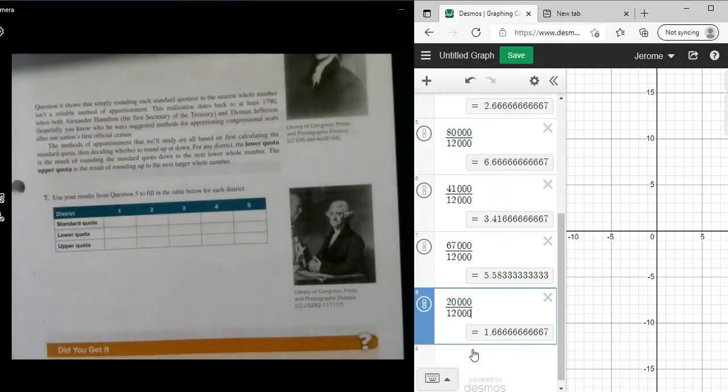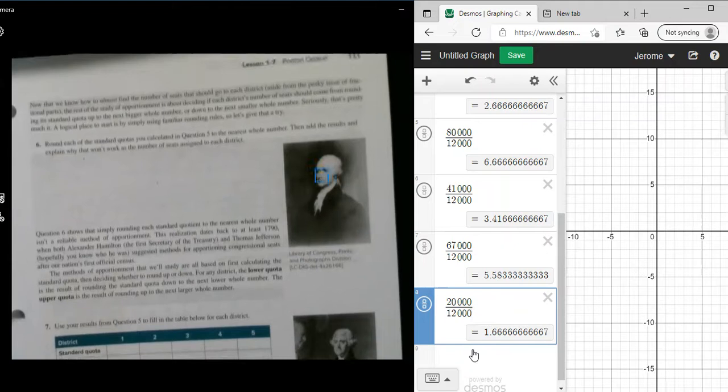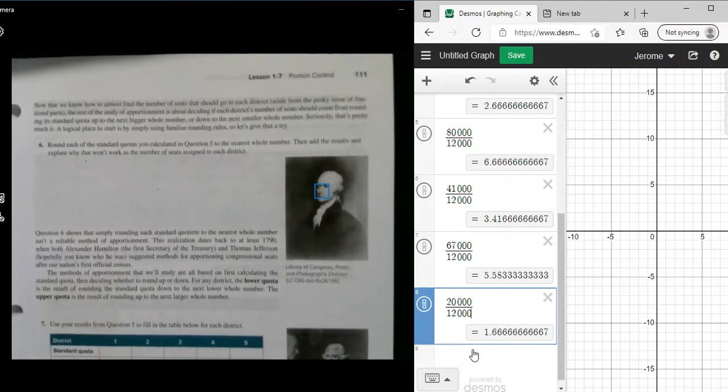Okay, now we move on to the next page. It says, now that we know how to almost find the number of seats that should go to each district, aside from the pesky issue of fractional parts, the rest of the study of apportionment is about deciding if each district's number of seats should come from rounding its standard quota up to the next bigger whole number or down to the next smaller whole number. Seriously, that's pretty much it. A logical place to start is by simply using familiar rounding rules. So let's give that a try.